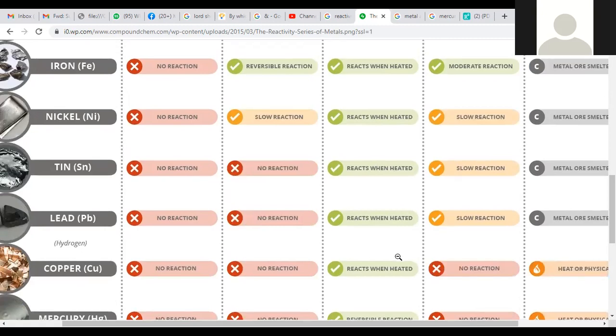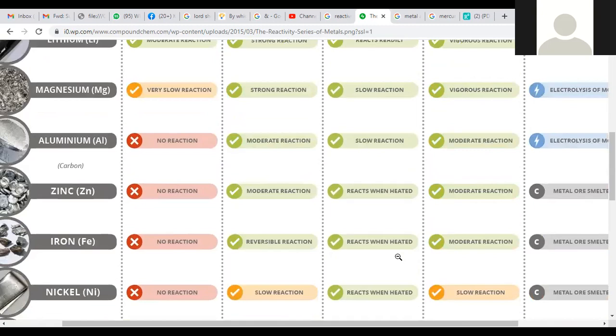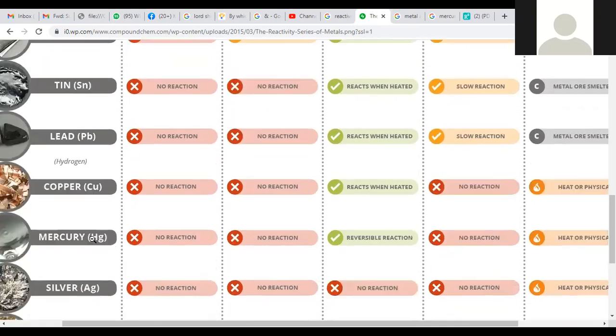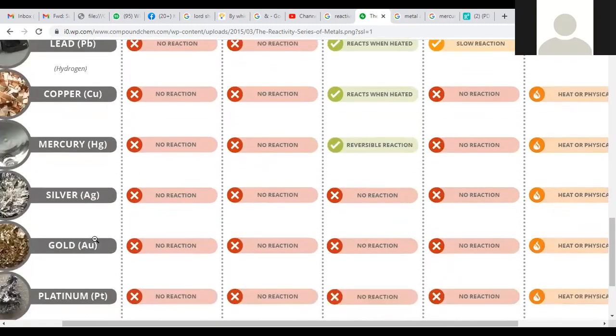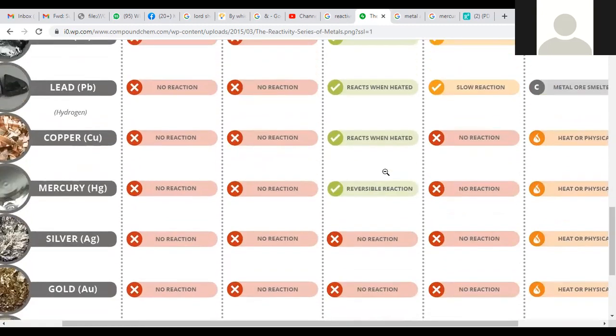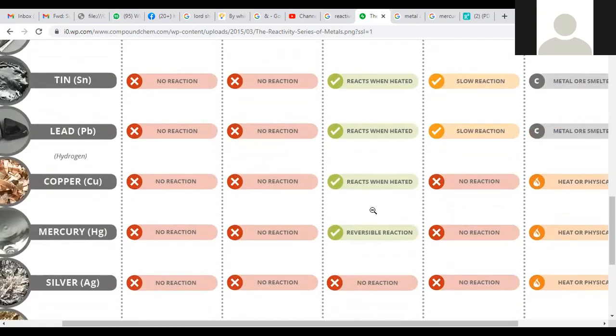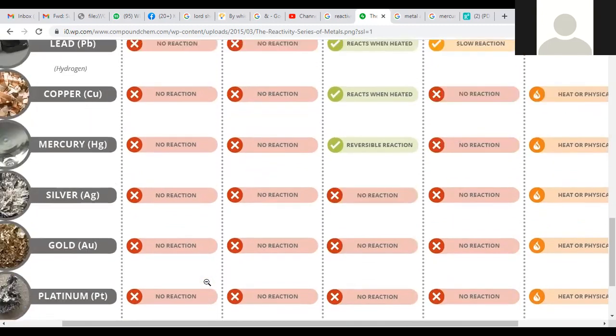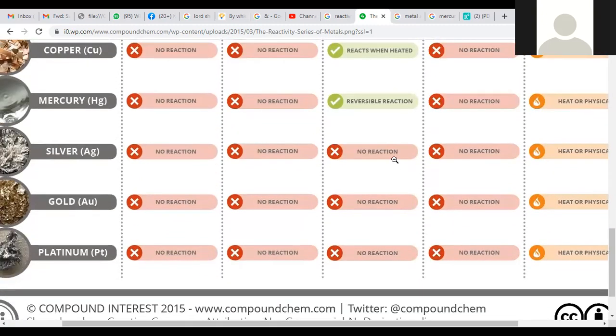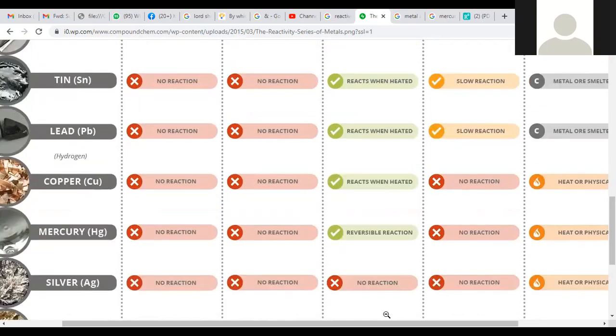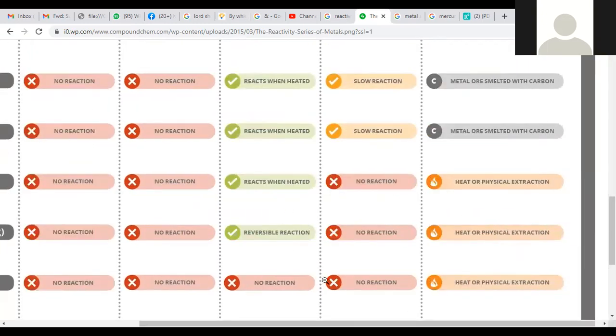is also upon heating. So zinc, iron, nickel, tin, lead, copper, mercury, silver, gold, till mercury we can observe, till copper we can observe, so they are able to form oxides upon heating. Mercury, reversible reaction. Reversible in the sense the product formed can again become reactant. In that way, reversible, so in both ways, reaction is possible. And silver, gold, and platinum, being noble in nature, are not able to give any reaction here.